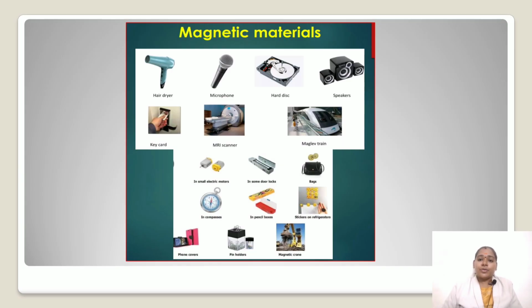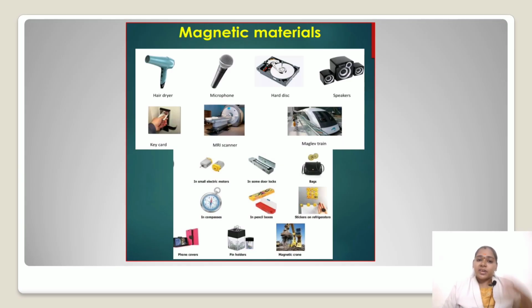Then definitely MRI scanners. They use powerful superconducting magnets to generate magnetic fields that help image the inside of the human body using nuclear magnetic resonance. We can also see common daily uses. Electric motors: small DC motors in fans, toys and devices use magnets to create rotational motion.